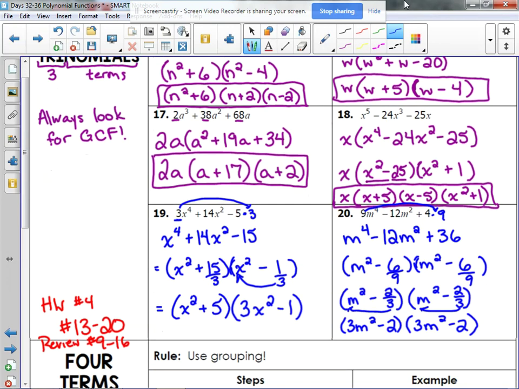And check it. Multiply it out. 3m squared times 3m squared. 3 times 3 is 9. M squared times m squared is m to the 4th. Outside gives us negative 6m squared. Inside gives us negative 6m squared. Together those add to negative 12m squared. Negative 2 times negative 2 is positive 4.